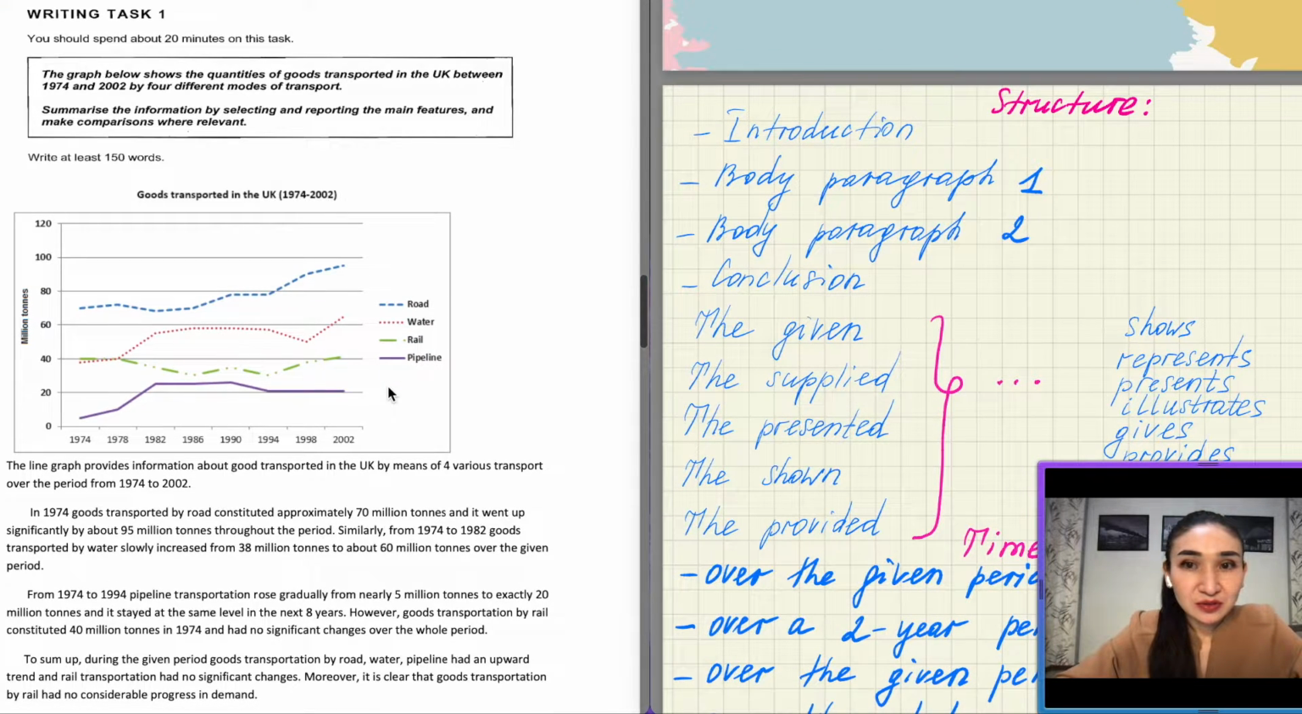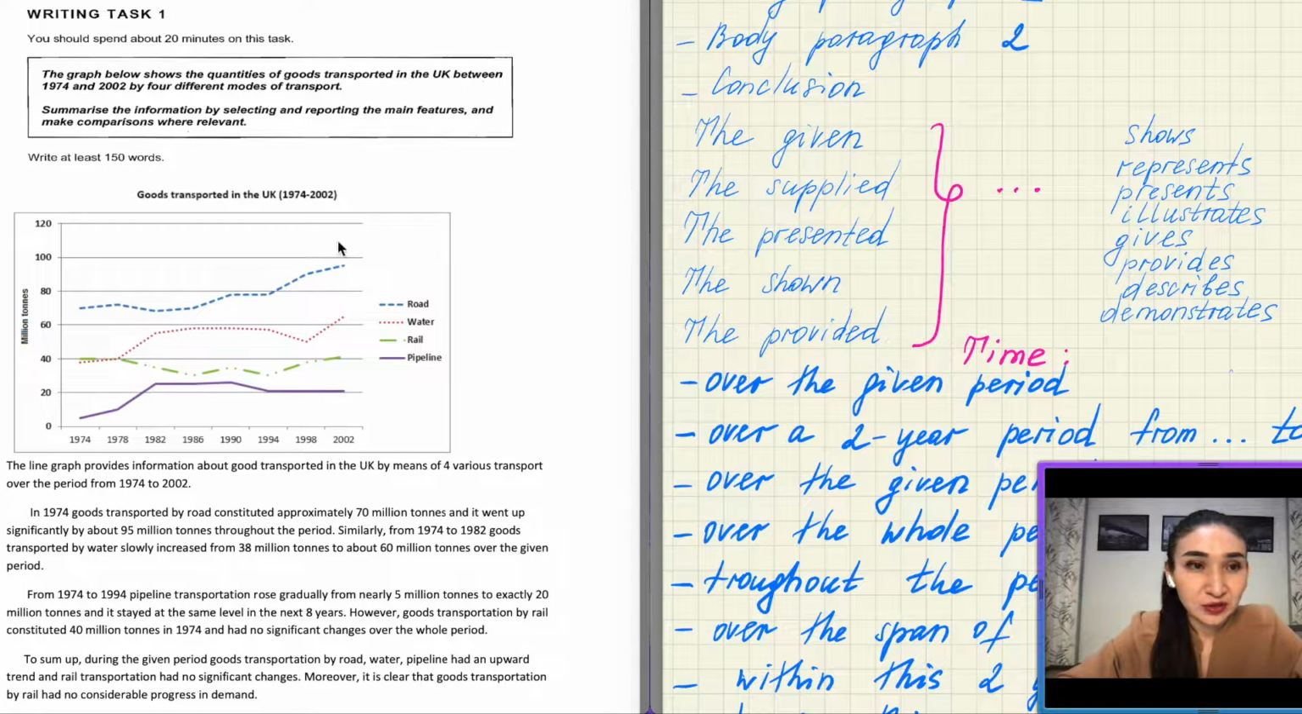So we start with the structure I explained before. We start with the introduction. First of all, in the introduction, you have to reword or paraphrase the first sentence which is given in your task. So let's read it. The graph below shows the quantities of goods transported in the UK between 1974 and 2002 by 4 different modes of transport.